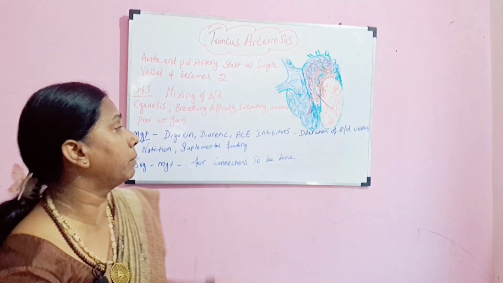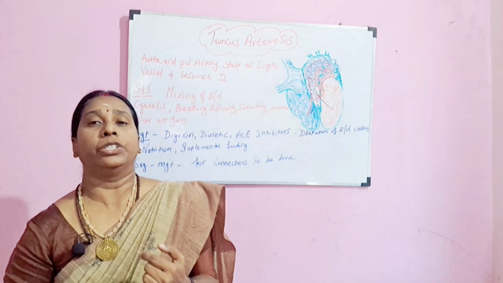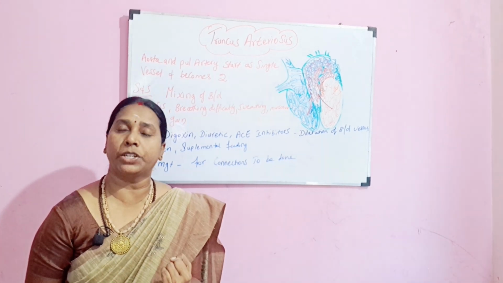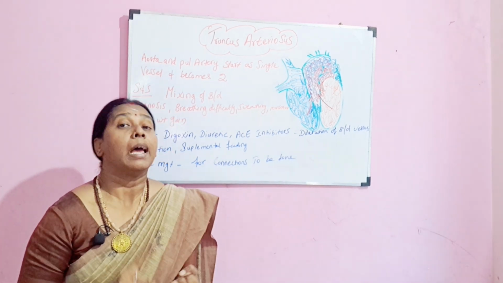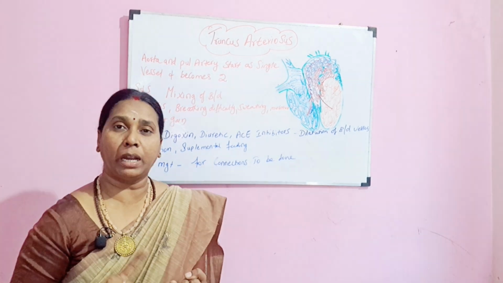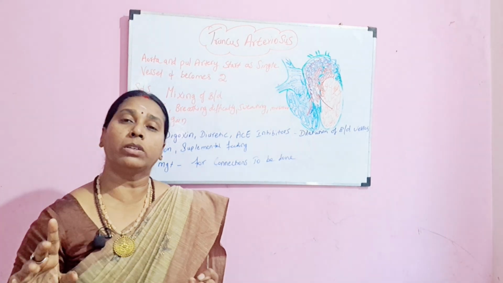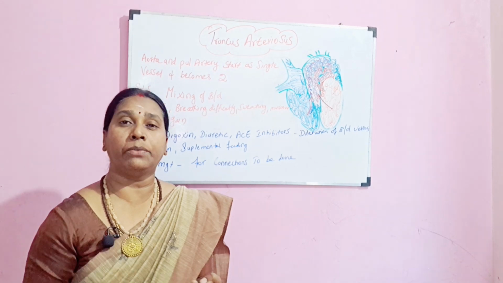Coming to medical management, we have digoxin. Digoxin is first to improve the efficiency or the working condition of the heart. So we are giving digoxin. And then we have diuretics. As we said, there is a mixing of blood, so there will be increased pulmonary circulation, and because of that there will be pulmonary edema. To cut down that, we are giving diuretics.